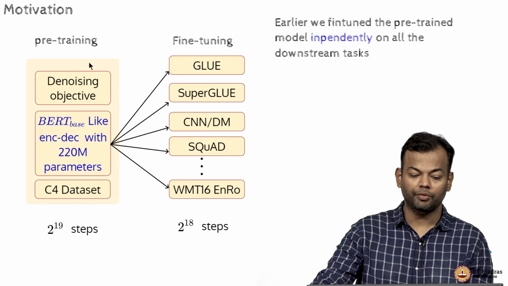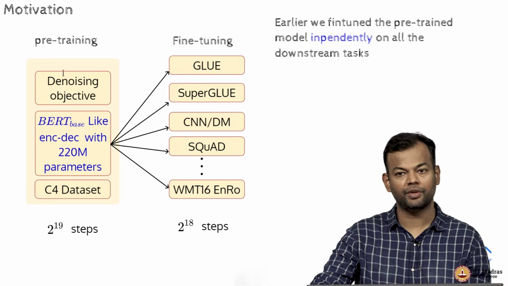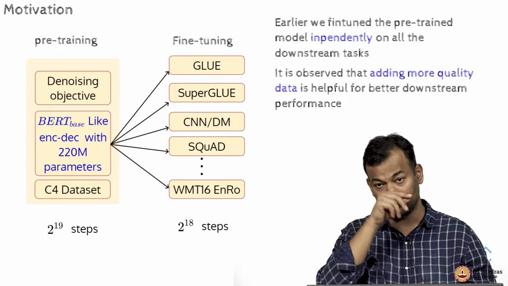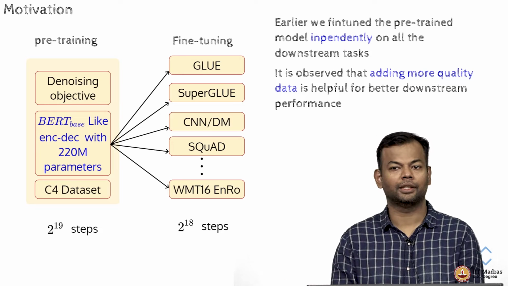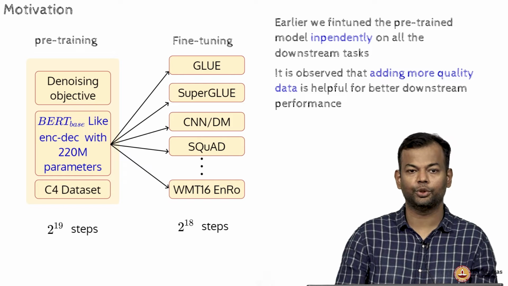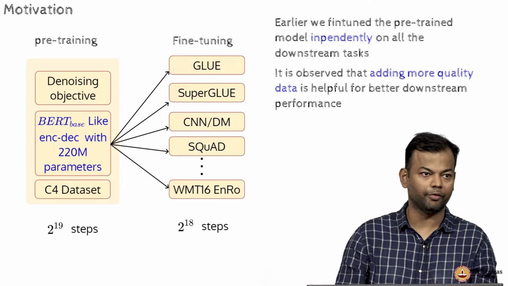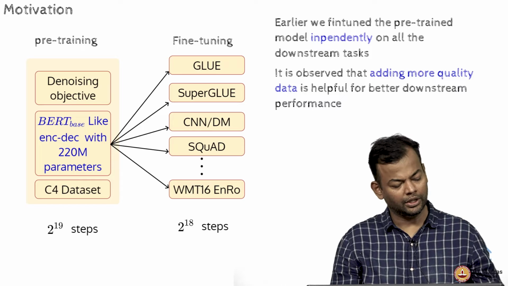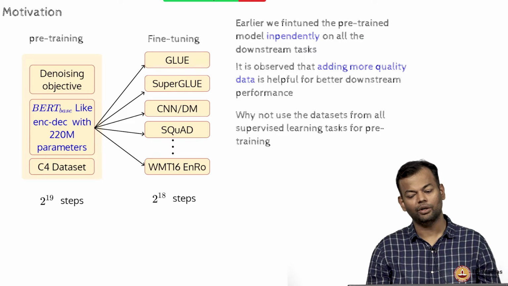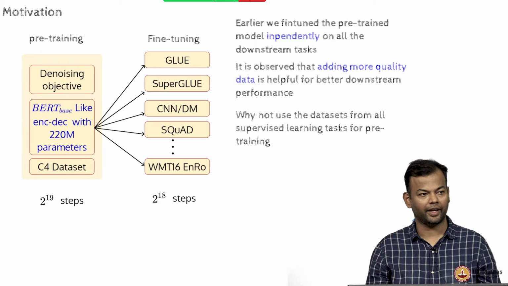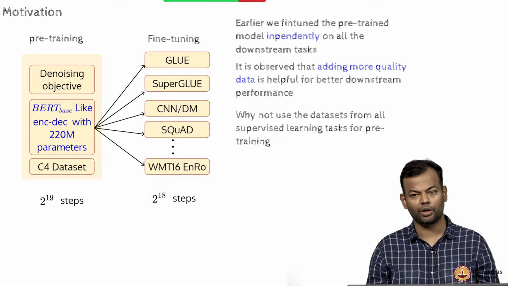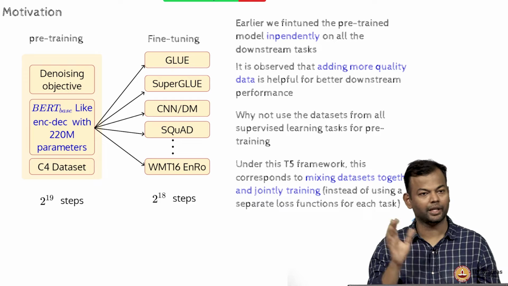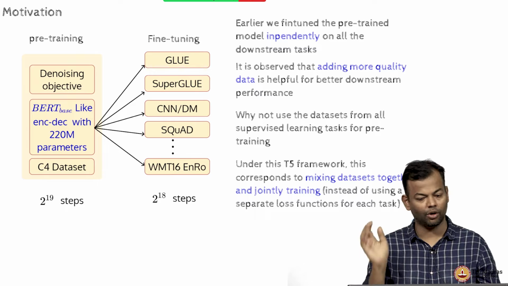So far, we have been pre-training the model and then fine-tuning it on independent downstream tasks. But we also had an observation that adding more high-quality data to pre-training actually improves the performance. That was the C4 experiments and the unfiltered C4 experiment. So based on that, here's an idea: why not add all the data sets that you have for fine tuning, which might typically be good quality data sets, to the pre-training itself, and then train the model together on all the data sets by mixing all of them together?